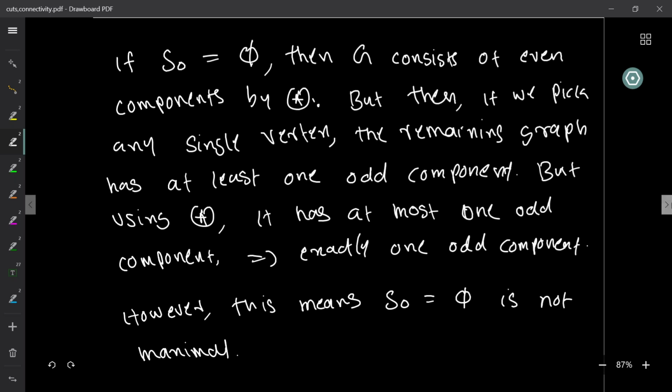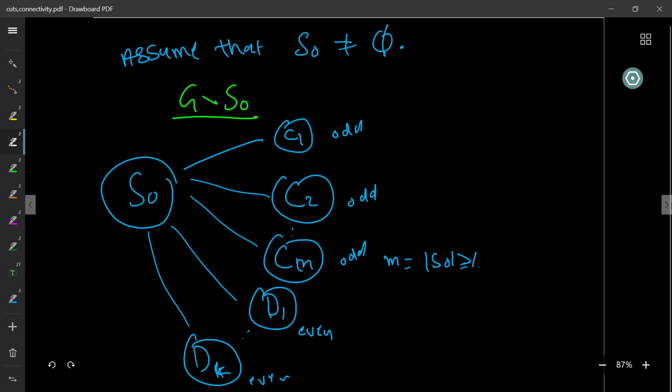Okay. So we continue with the assumption that S0 is non-empty, right? And take such a maximal S0 and G minus S0 I'm going to look at. So if you look at G minus S0, it will have some components C1, C2, etc., let's say Cm, where C1 to Cm are all odd components, and then some more components D1, D2, etc., let's say Dk, which are even components.